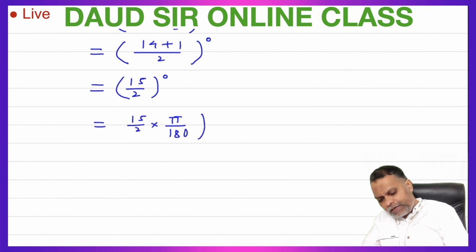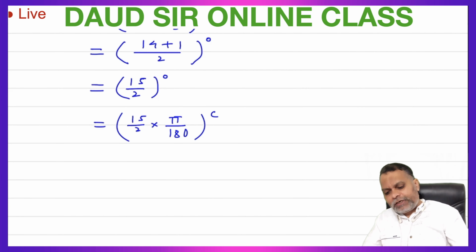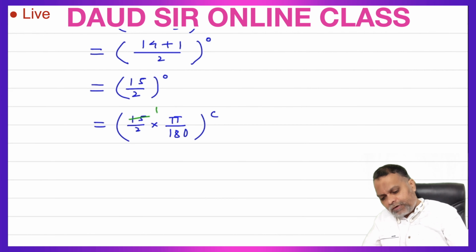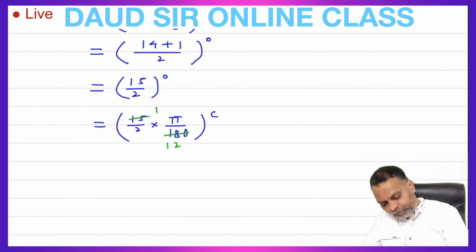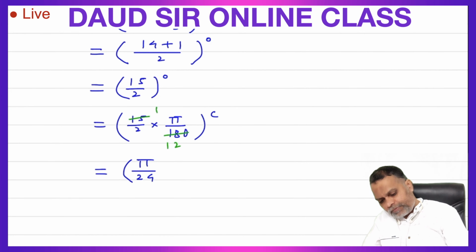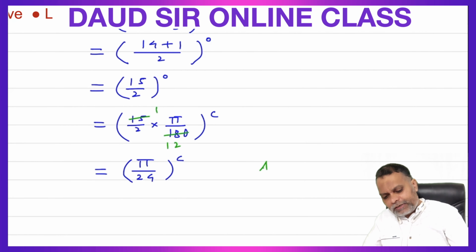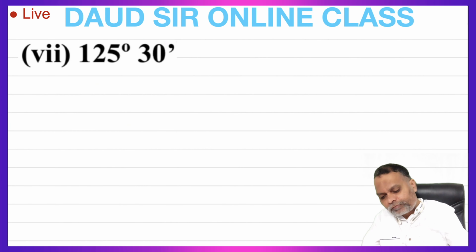Pi by 180, this much radian. This is radian. Simplify this. 15 1s are 15, 15 3s are 45... so which is equal to pi by 12, 2 12s are 24. Pi by 24 radian. This is the required radian measure.